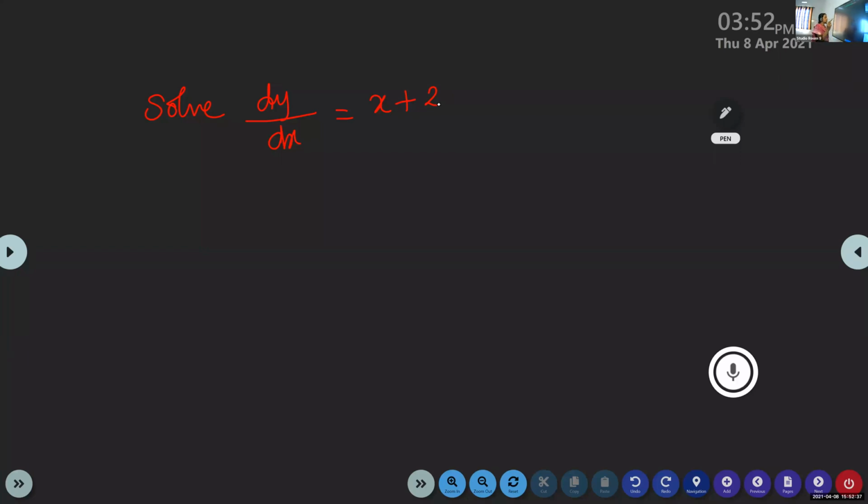Here we are going to separate the variables. So dx, I'm going to take to the other side. We can write the same equation as dy is equal to x plus 2 into dx. Is it clear, children? Is it okay, Aparna? Yes, ma'am. We are taking x terms with dx and y terms with dy. No y term is here. So we are getting dy is equal to x plus 2 into dx.